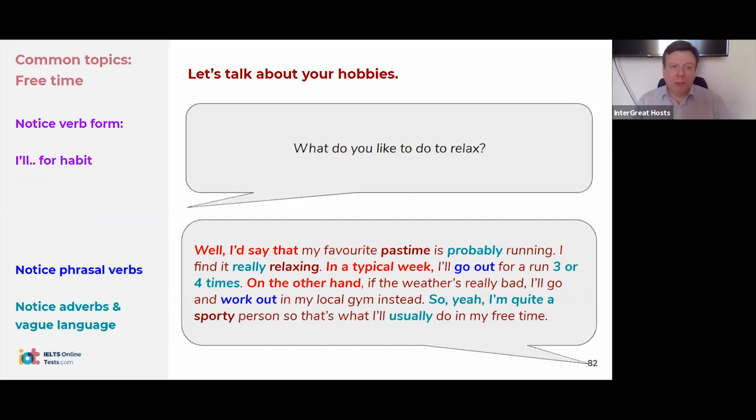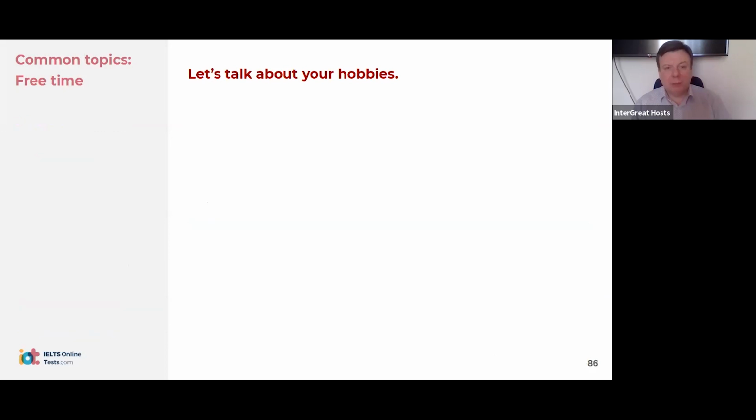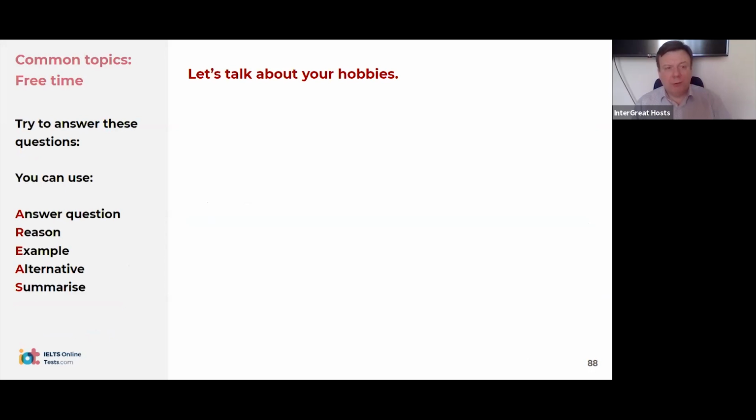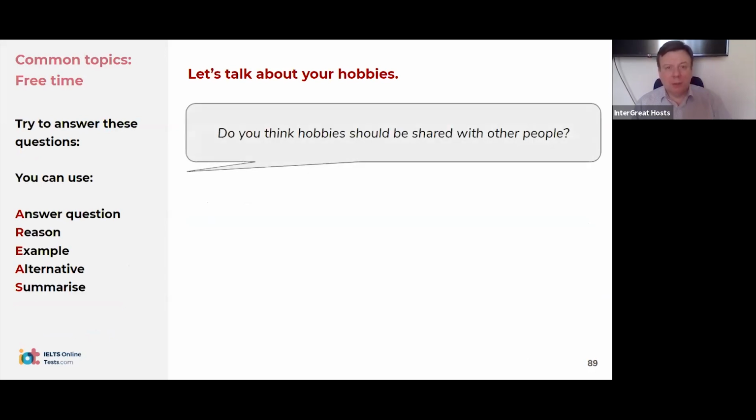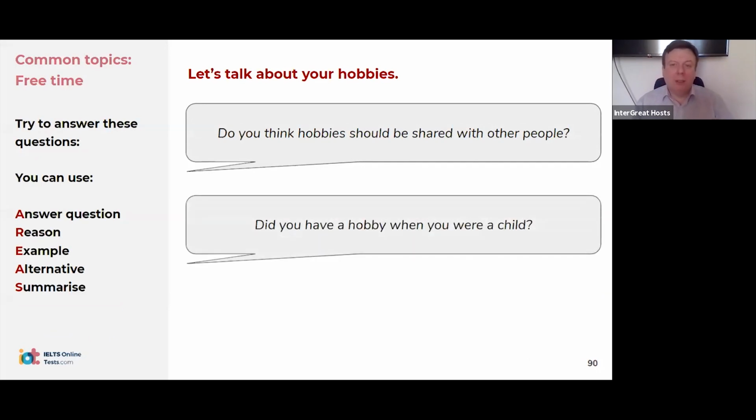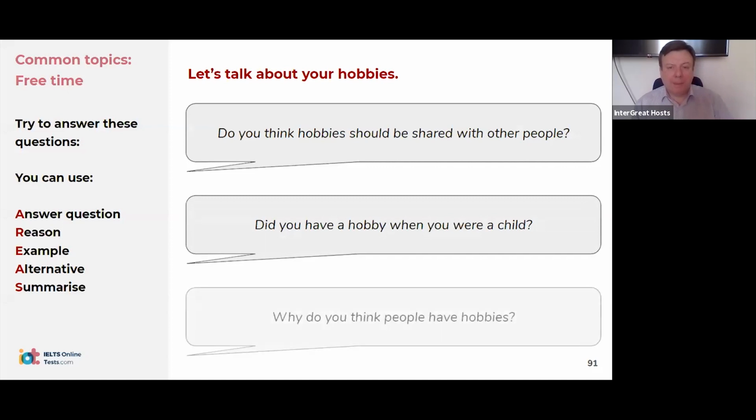So now if you look, we'll use I'll for habit. Yeah, I'll go out. Okay, let's have a look. We'll have a look at some more questions. So we've got our format: answer, reason, example, alternative, summarize. So do you think hobbies should be shared with other people? Okay. Did you have a hobby when you were a child? And then why do you think people have hobbies? So, do you think hobbies should be shared with others?